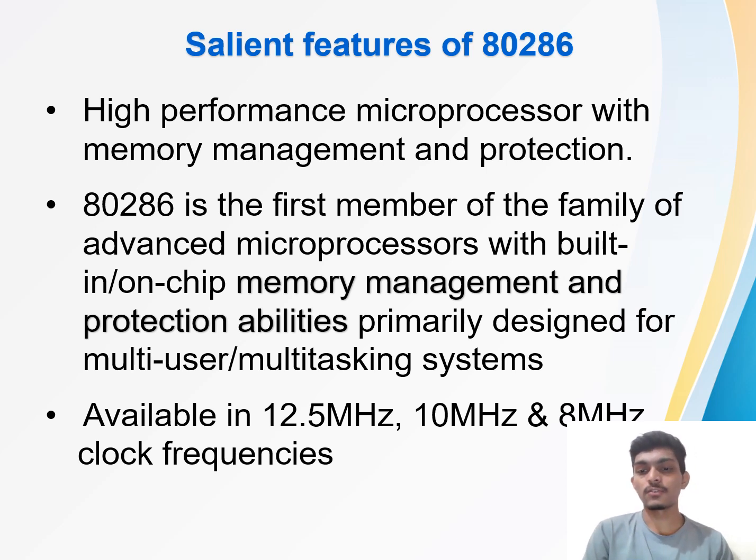Some salient features of the 80286 microprocessor. It is a high performance microprocessor with memory management and protection. 80286 is the first member of the family of advanced microprocessors with built-in on-chip memory management and protection ability, primarily designed for multi-user multitasking systems. This microprocessor is available in 12.5 MHz, 10 MHz and 8 MHz clock frequencies.